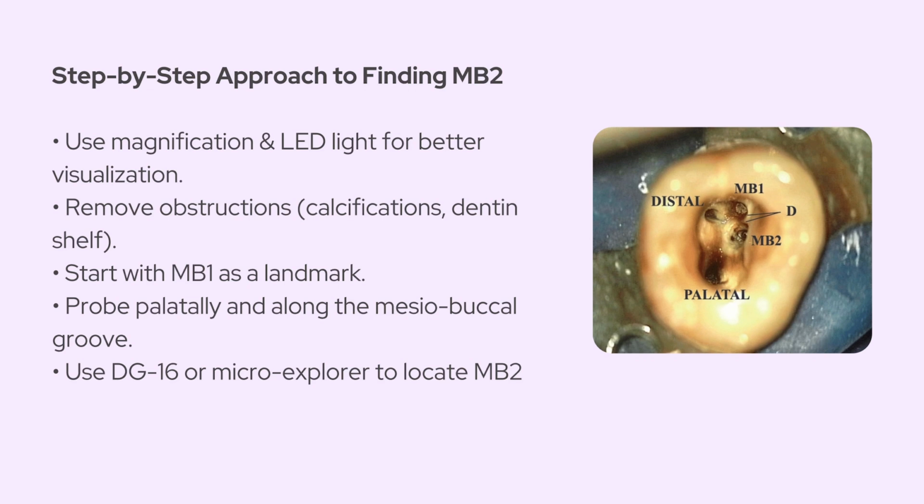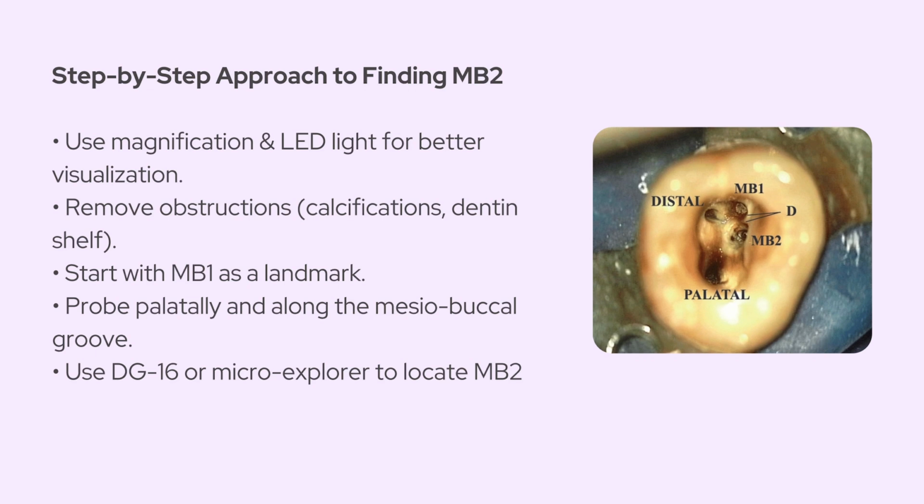First, you need proper magnification and illumination, a microscope or at least good loupes with an LED light. Make sure you have good access to the pulp chamber before you start searching for MB2, and remove any obstructions like calcifications or the dentin shelf if necessary. Once that's done, identify MB1 and use it as a landmark. MB2 is usually about 1 to 3 millimeters palatal to MB1. Remember that in many cases, it lies along the mesiobuccal groove of the chamber floor and can even be slightly mesial to the imaginary line connecting MB1 and the palatal canal. So keep that in mind as you explore.